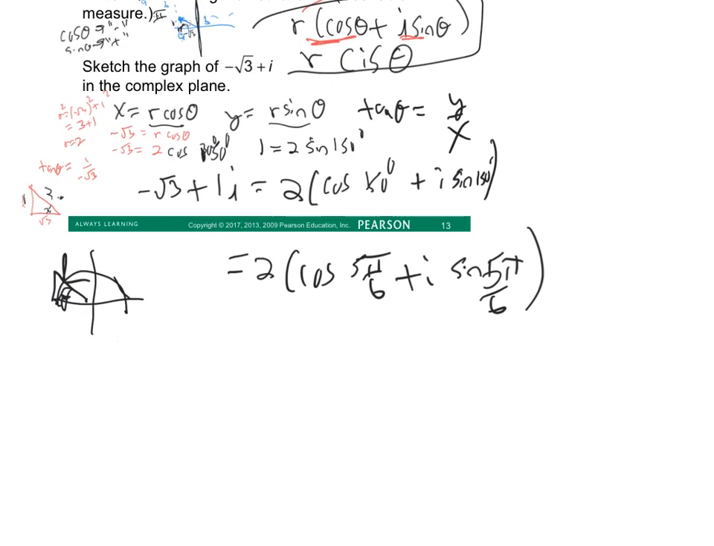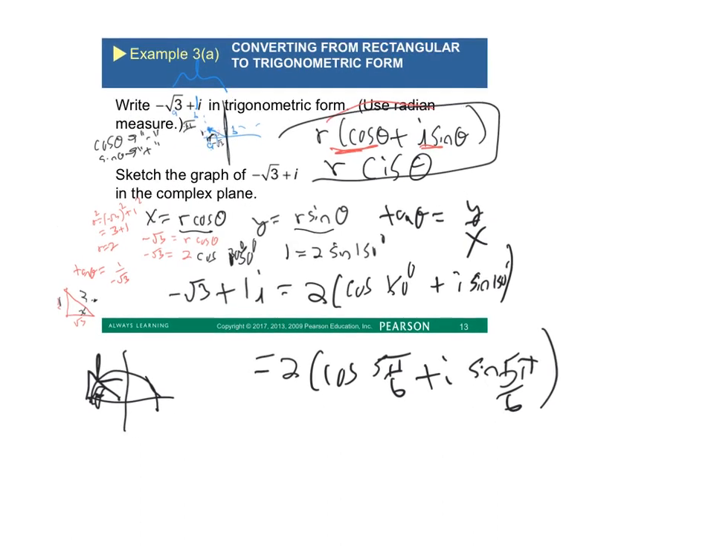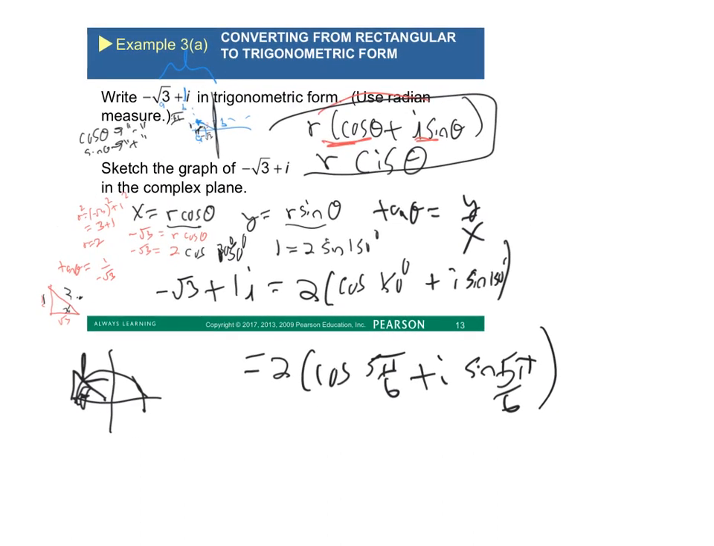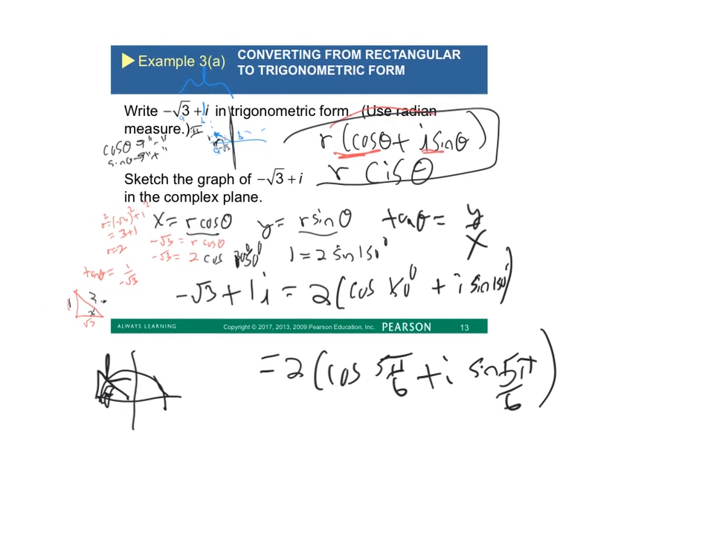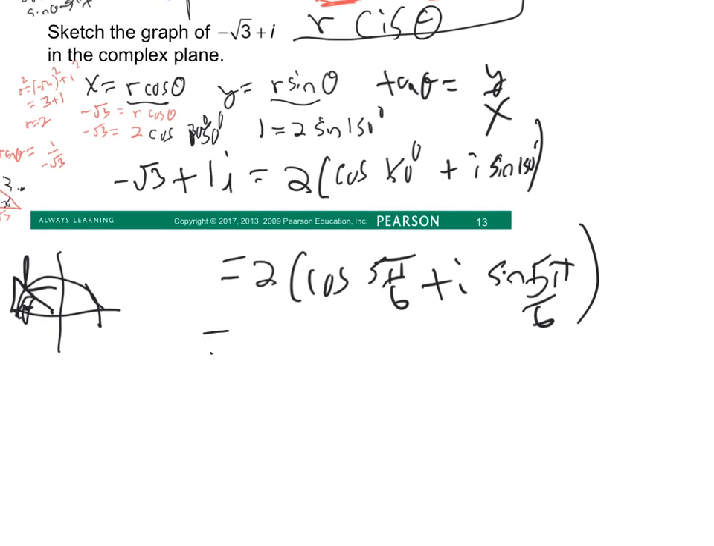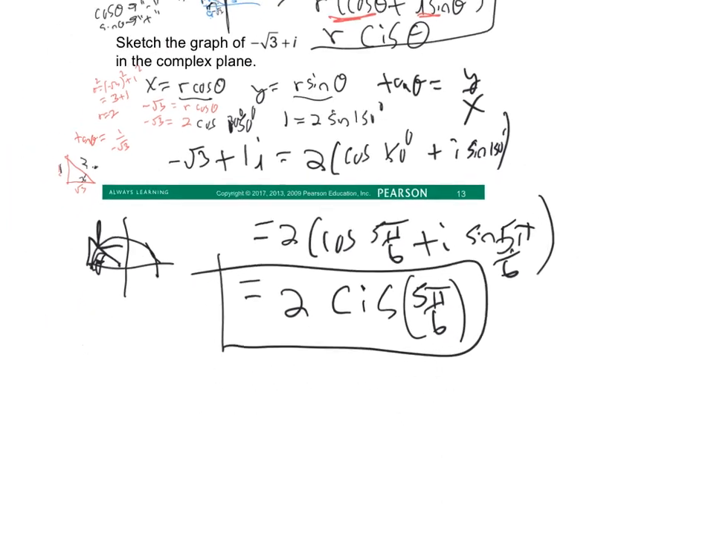Now we can finish it up. Does he want it in cis form? That's what I thought he wanted it in. It'd be kind of silly to work it out, because I think it would come back to the same problem. The only thing I could do is abbreviate it to cis, and the angles are the same, 5 pi over 6. That is in trigonometric form.